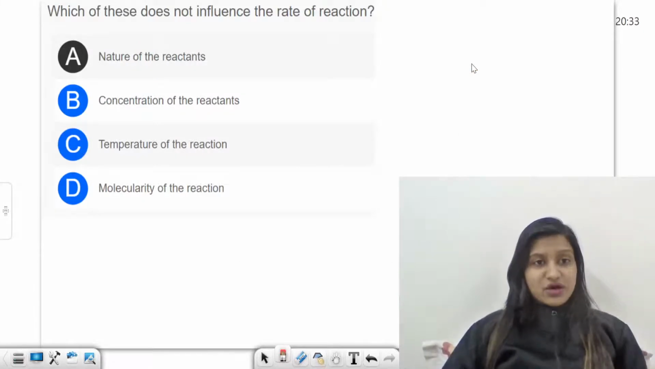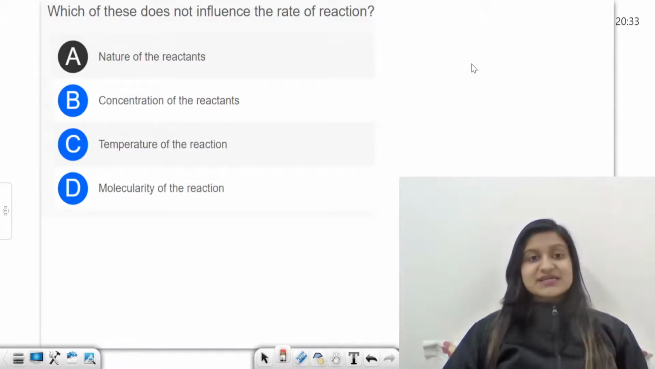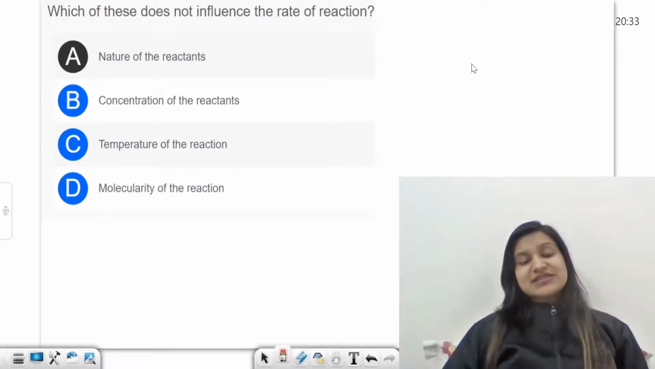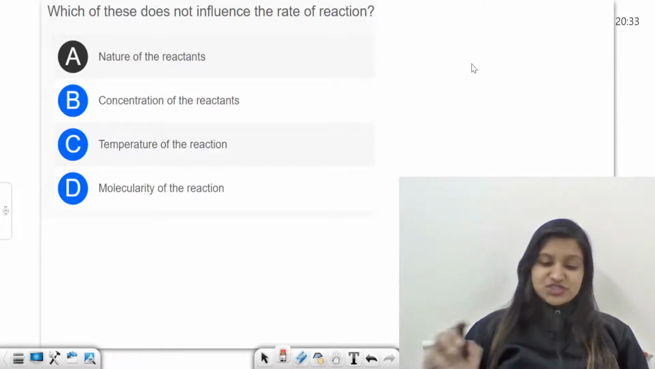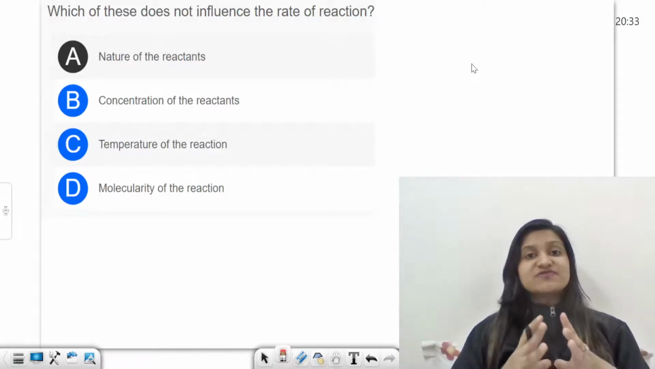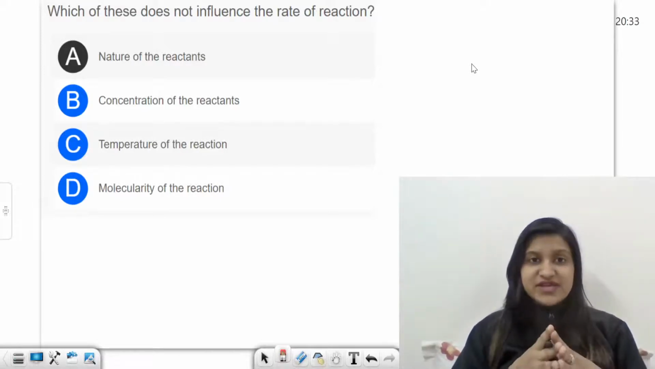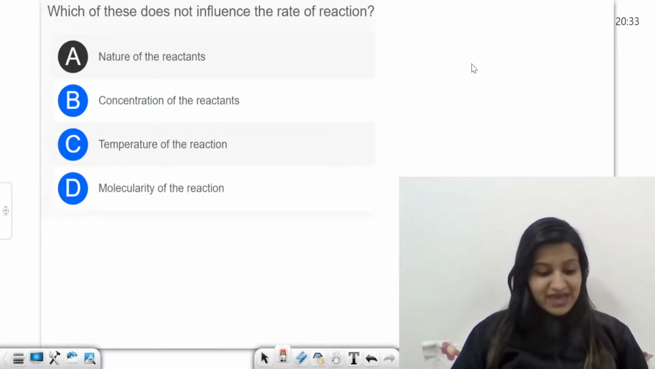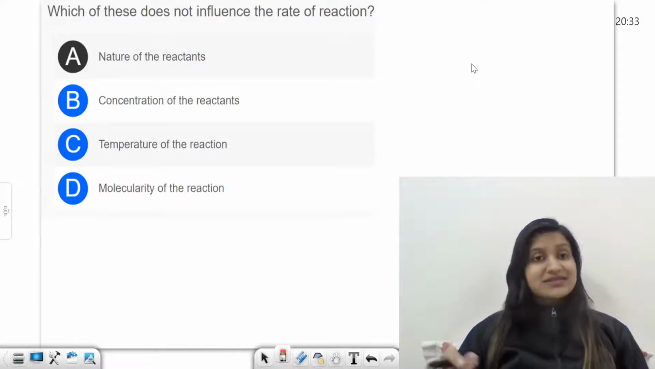Which of these does not influence the rate of reaction? Which of these does not influence the rate of reaction? So we saw the factors which influence the rate of reaction, right? And those factors are what?